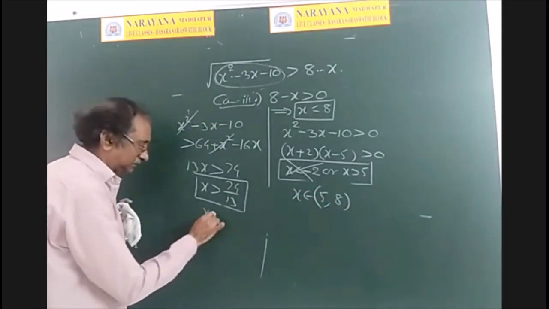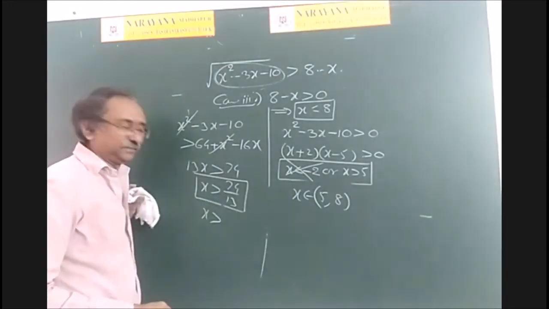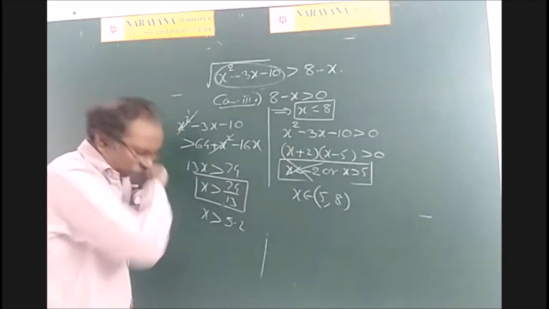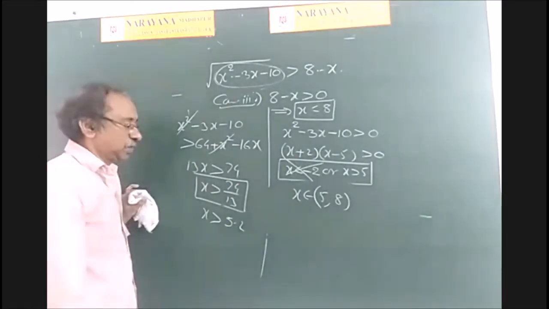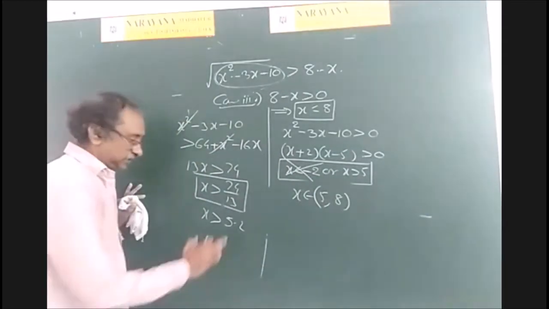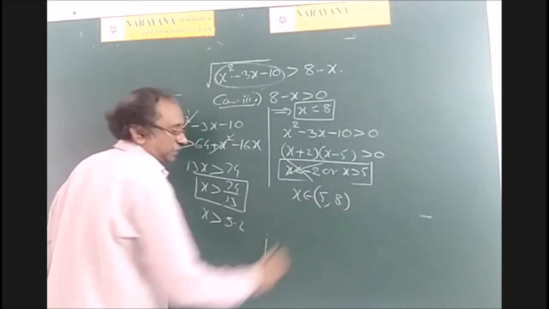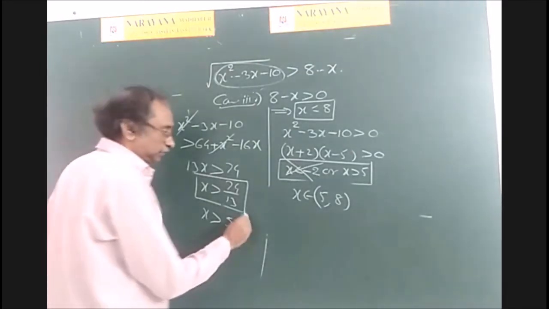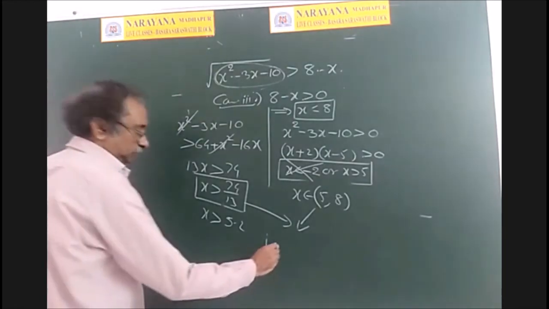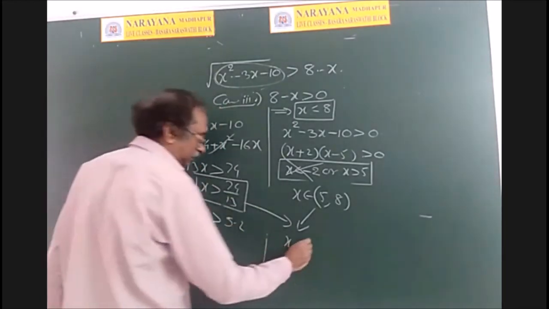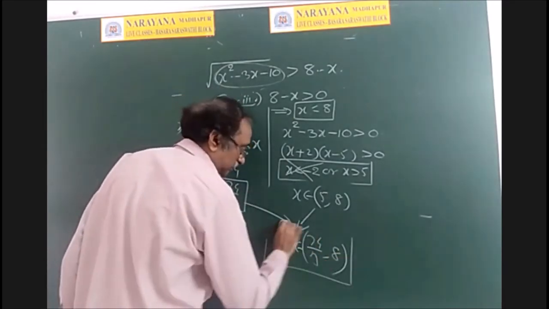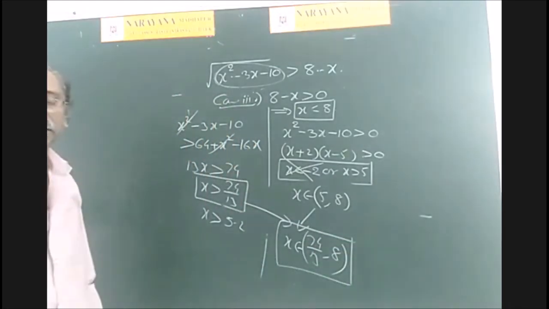And what is this number? x greater than 74 by 13 means 5 times 13 is 65, so 5 point something. Suppose we assume 5.2. So I have to take the numbers from 5.2 up to 8 only. What is the intersection of these two? It is 5 comma 8, and it is 5.2 to infinity. So finally, x belongs to 5.2, that is 74 by 13, to 8. So this is the solution set in the third case.